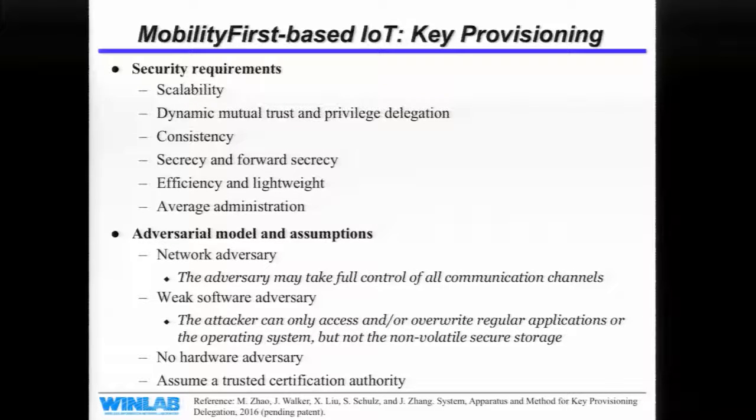Also, we assume a weak software adversary. That means the attacker can only access or override regular applications in the operating system, but it cannot access the secure storage, such as a trusted execution environment, because we need a secure storage to hold the parent key. And there's no hardware adversary, so the attacker cannot modify the hardware circuit. Last, we assume a trusted certification authority. That means we assume a public key infrastructure is available.